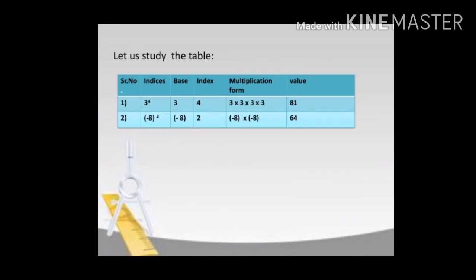Let us study the table. In the first example, the index expression given is 3 raised to 4. Here the base is 3 and its index is 4. Its multiplication form is 3 into 3 into 3 into 3 and its value is 81. Same goes with the second example. Here the expression is minus 8 raised to 2. Its base is minus 8 and index is 2. Its multiplication form is minus 8 into minus 8 and its value is 64.